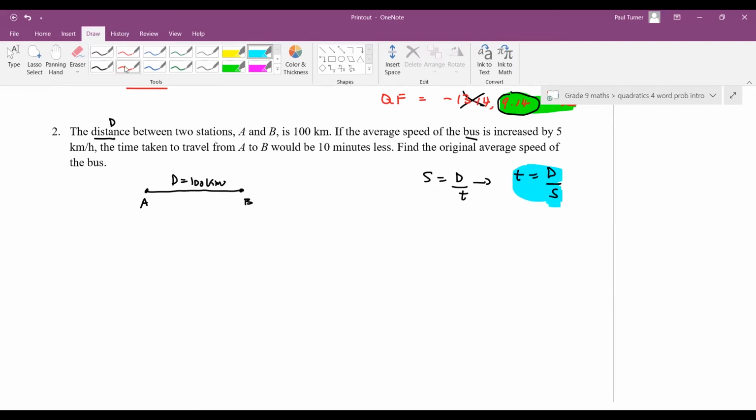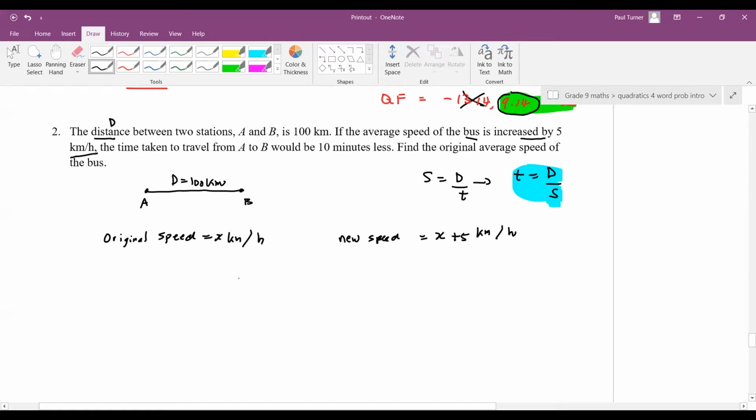Okay, so let's see, if the average speed of the bus is increased. So let's have the original speed be x. So original speed is x kilometers per hour, okay? And then they're talking about the average speed increasing by 5 kilometers per hour. So for the new speed, I'll do that here. That's going to increase by 5 kilometers per hour.